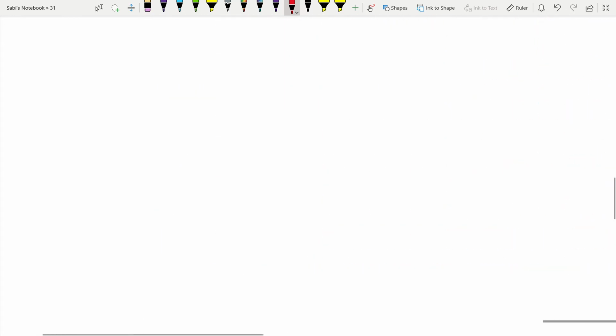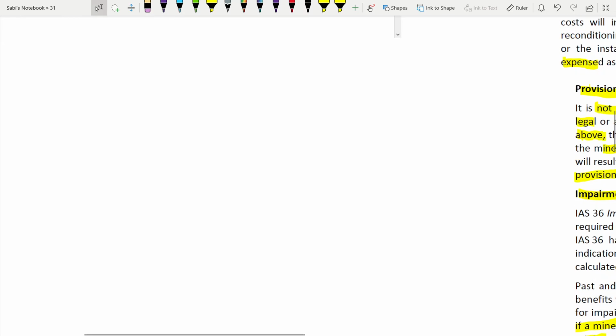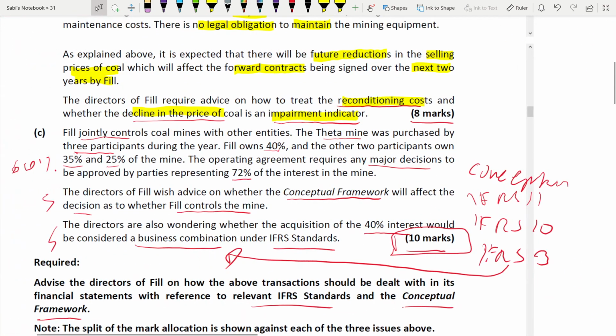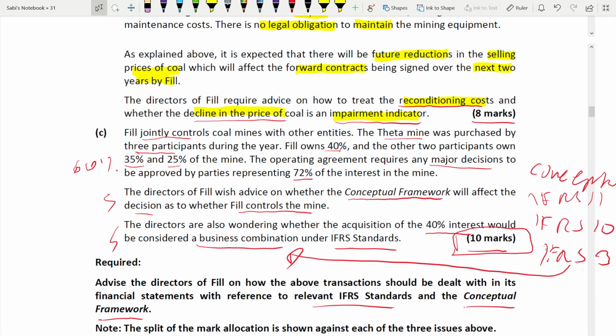See here. Again, we'll go through the requirements. He should have 72% to make any major decision, 72% of the interest has to be there, but he's only holding 40%. And the other two hold 35 and 25. If you add 35 and 25, it's only 60%. If you take this 40 with 25%, still they will not have control. If you add this 40 with 35%, then it will be 75%.